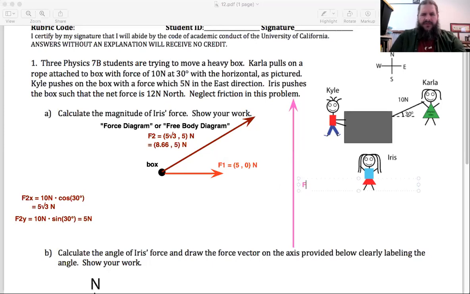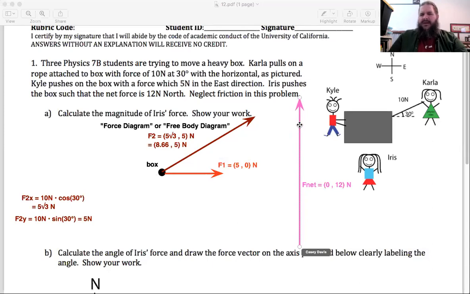So I'm going to draw that off to the side. This is not something you would actually include in the force diagram, because this is not one of the forces acting on the object. This is the total of all the forces acting on the object. So I'm going to put this off to the side as what all these values should add up to.